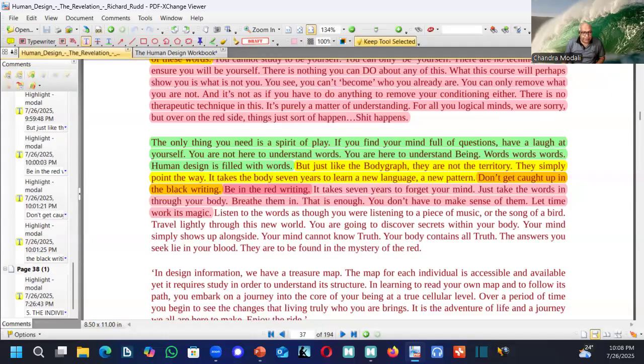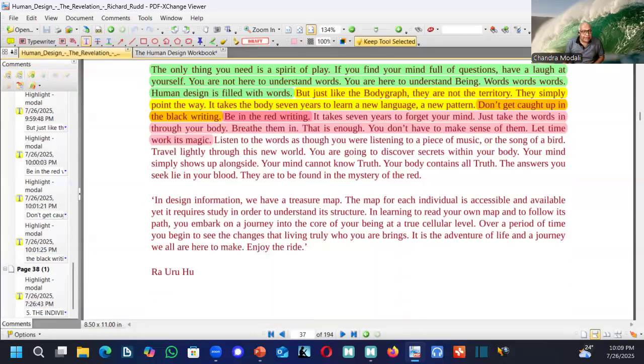Travel lightly through this new world. You are going to discover secrets within your body. Your mind simply shows up alongside. Your mind cannot know truth. Your body contains all truth. The answers you seek lie in your blood. They are to be found in the mystery of the red.